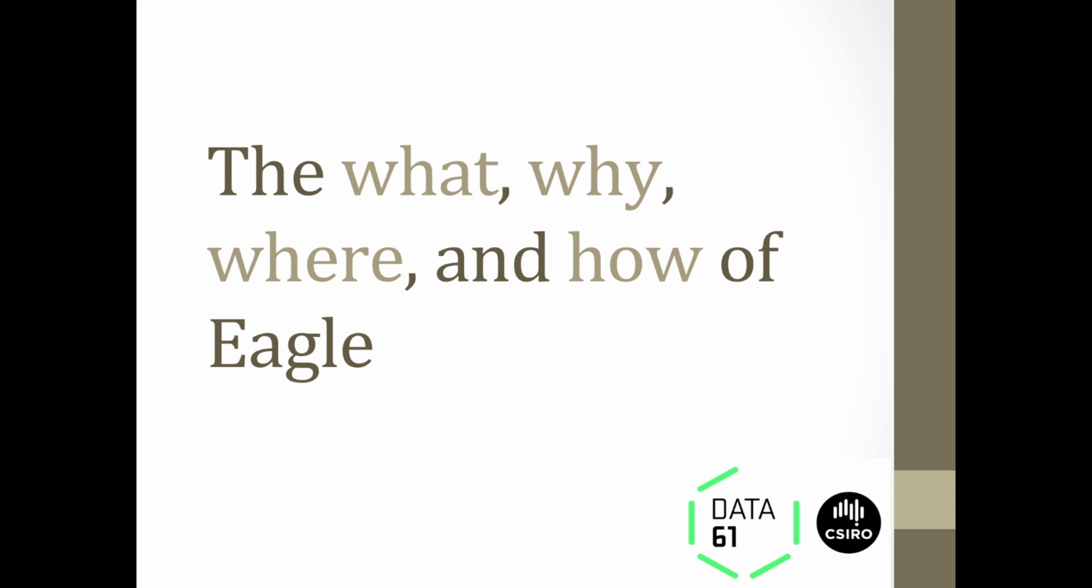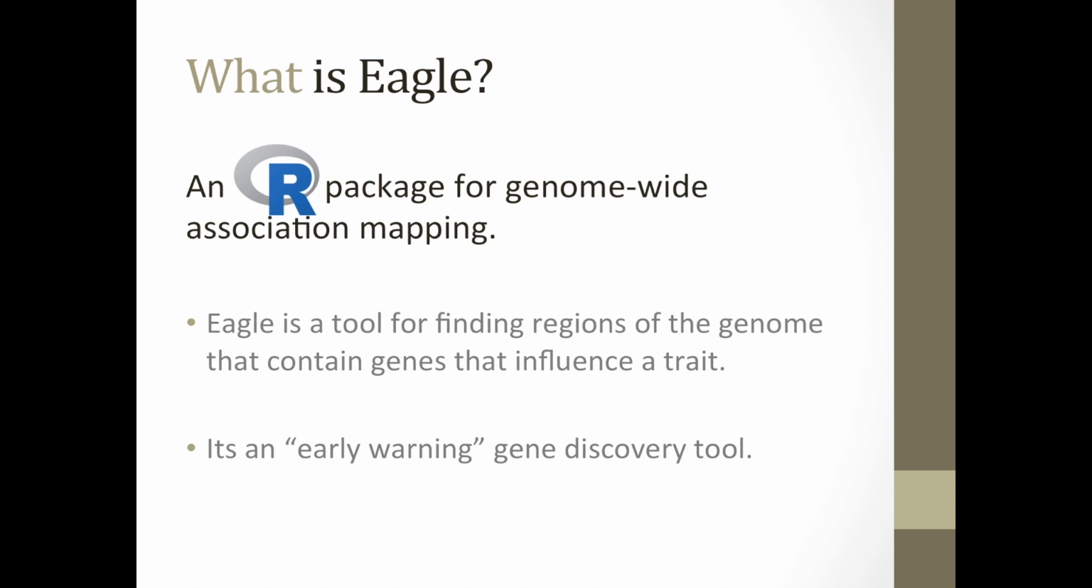So in this video we're going to talk about the what, the why, the where, and the how behind Eagle. So what is Eagle? Well, most of you are probably thinking of a bird, and it is actually named after my favourite bird, so it's not an acronym for anything, but Eagle is an R package for genome-wide association mapping. Or another way of saying that, it's a tool for finding those interesting regions of the genome that house genes that are controlling a trait.